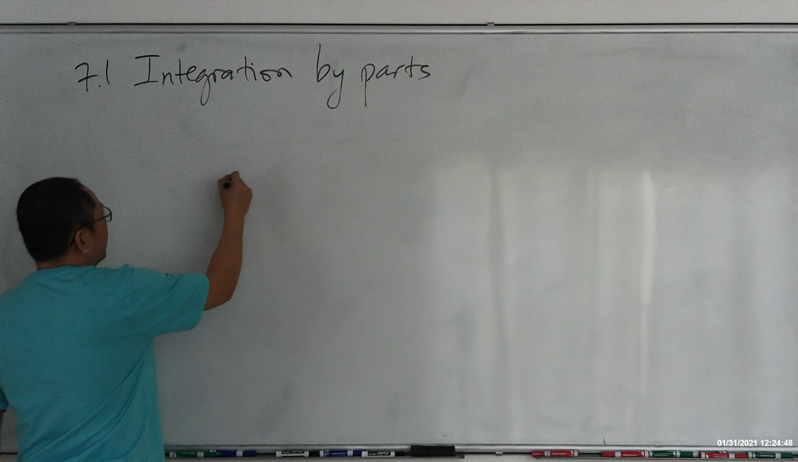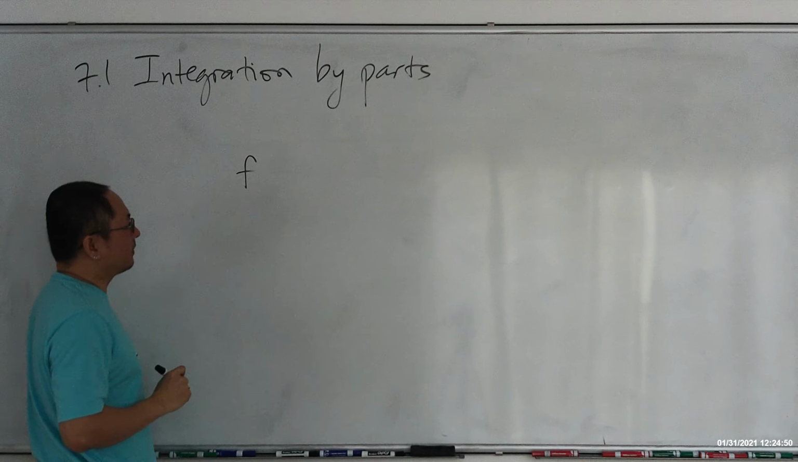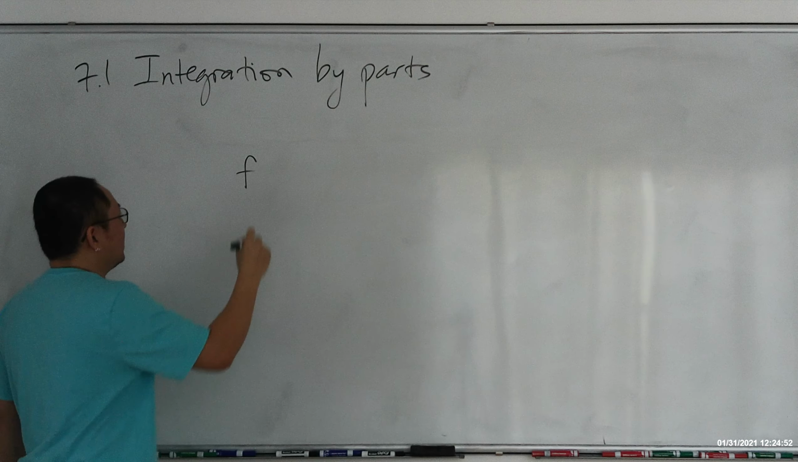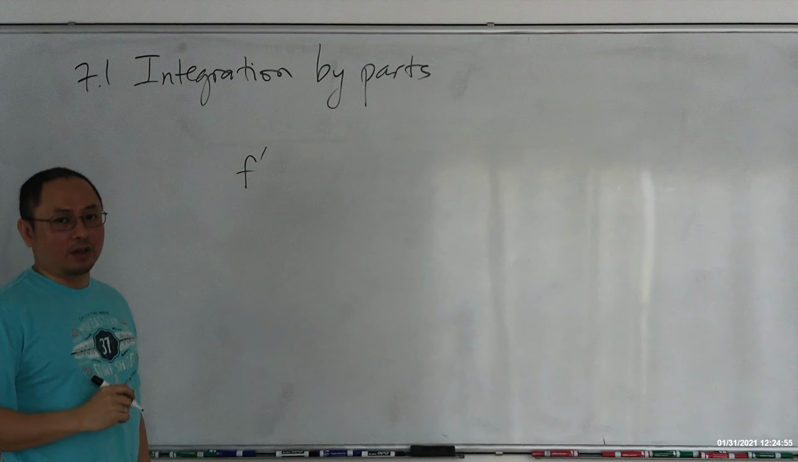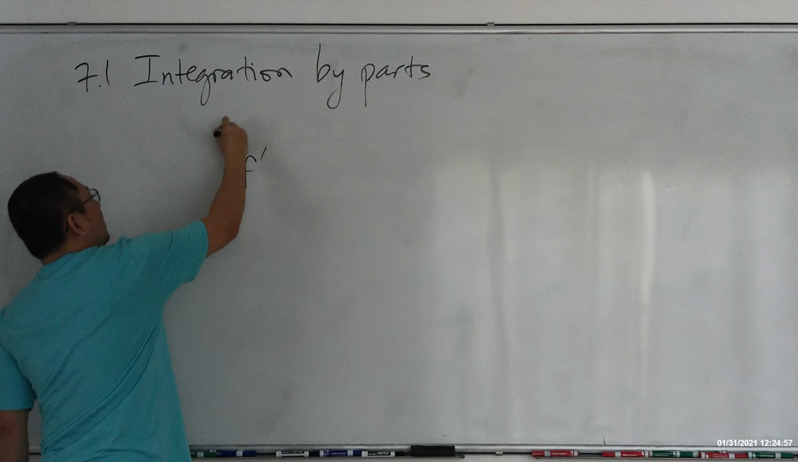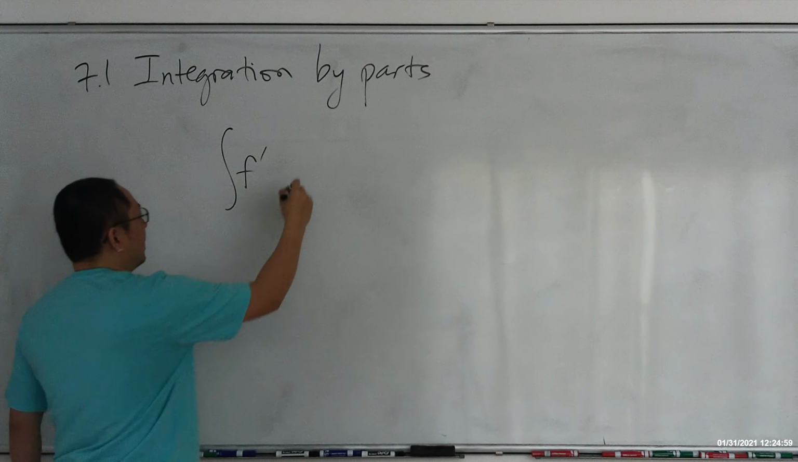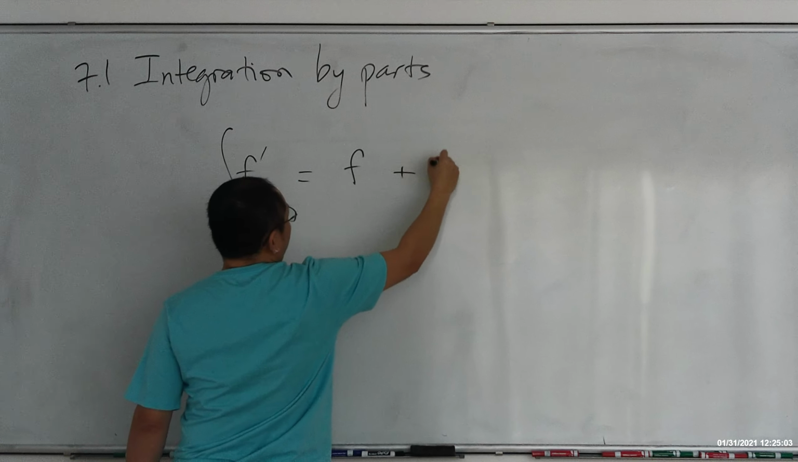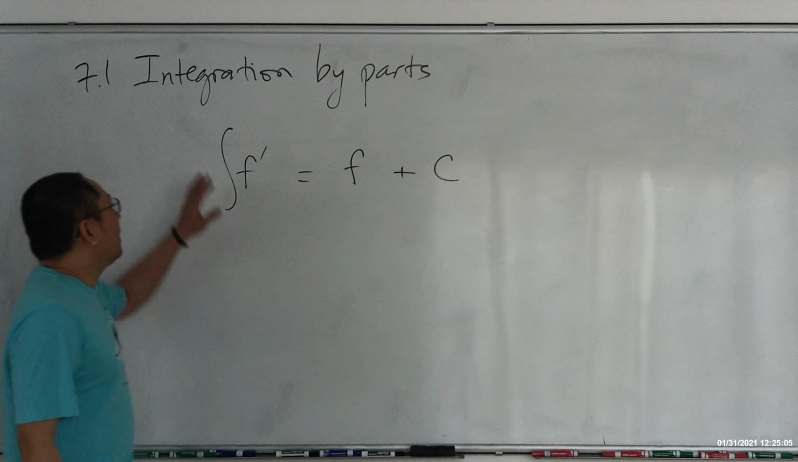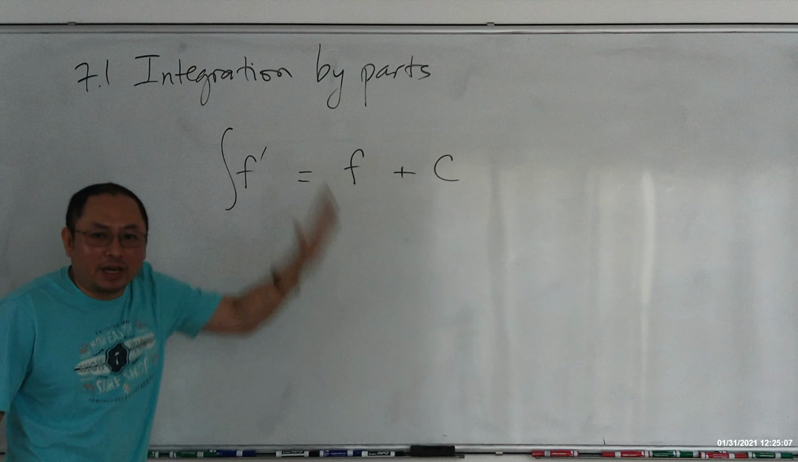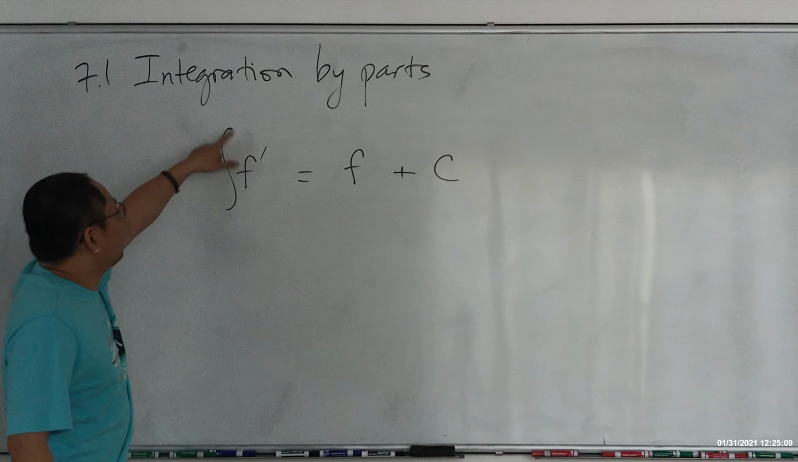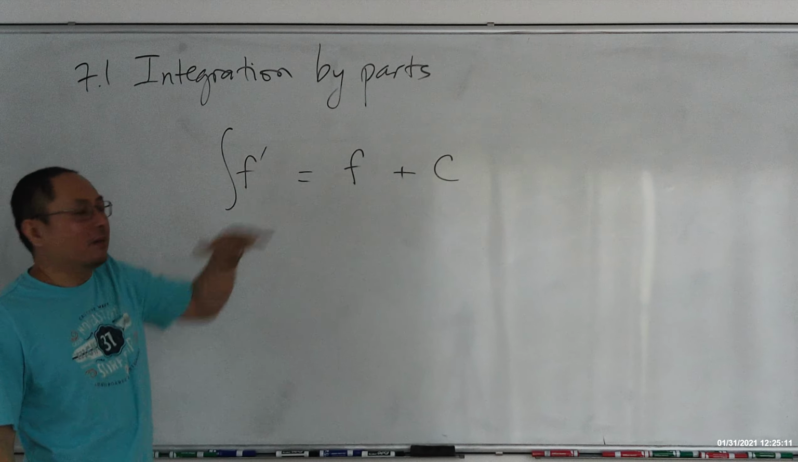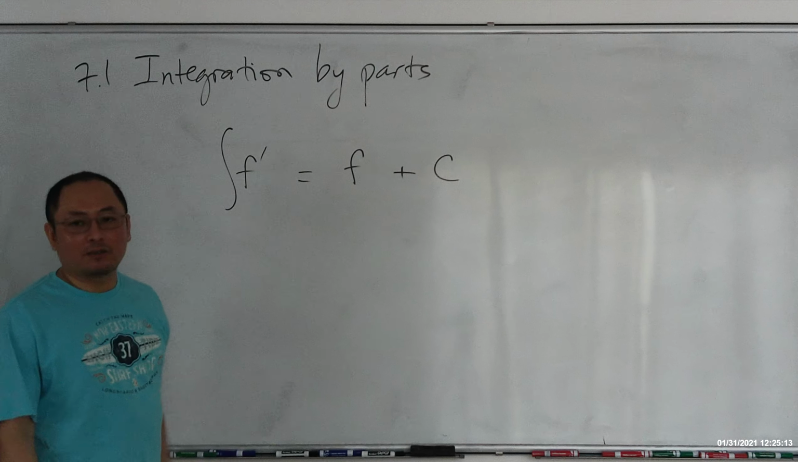Say you have a function f of x, and you take the derivative of the function, and then you integrate it back. It's going to get you the function f, and of course plus a constant c. Think of the derivative as bringing it down one step, and then integrating, an antiderivative, is going to bring it back up one step. It's going to go back to the function.